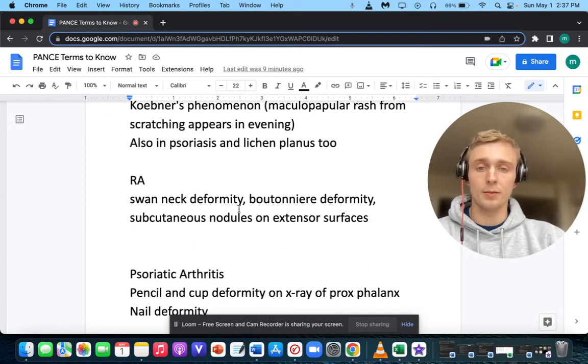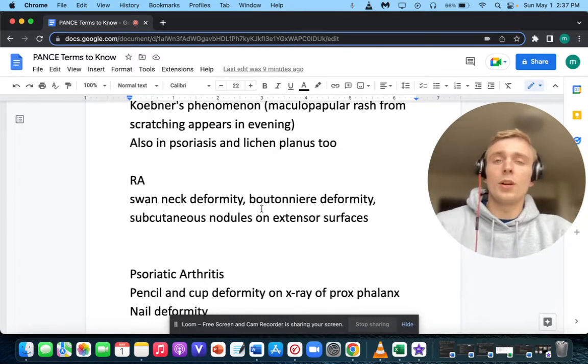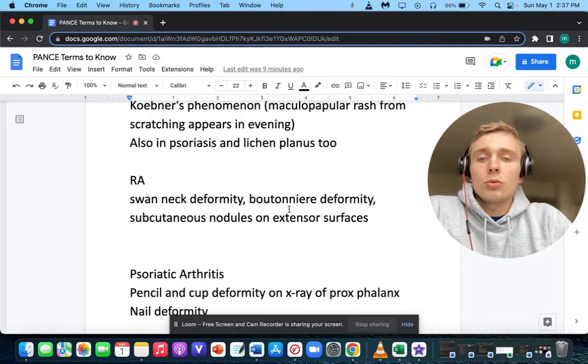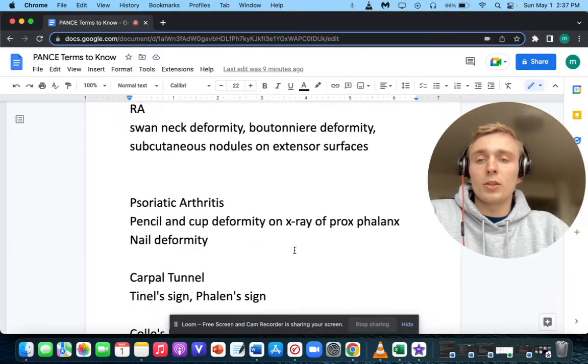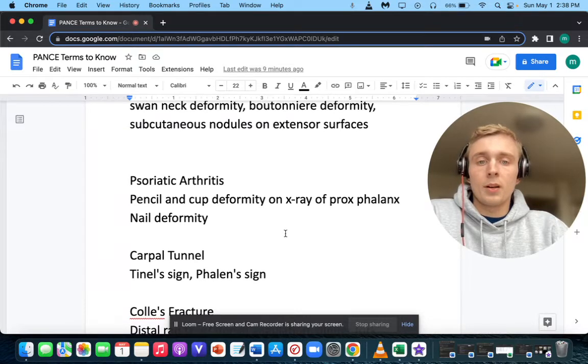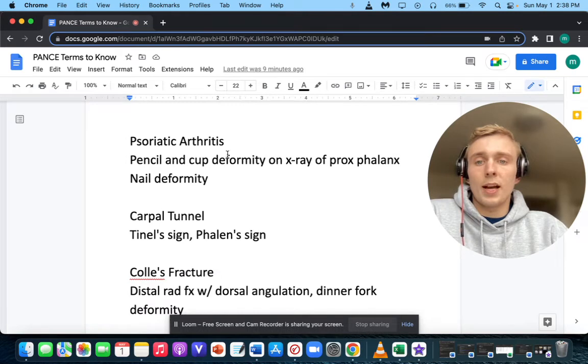Swan neck deformity, boutonniere deformity, subcutaneous nodules on the extensor surfaces. You want to think of RA for this, rheumatoid arthritis. How about the pencil and cup deformity on X-ray of the proximal phalanx, and also nail deformities? You want to think of psoriatic arthritis.